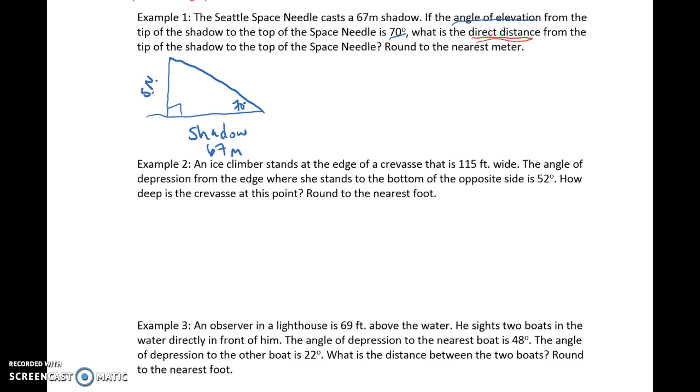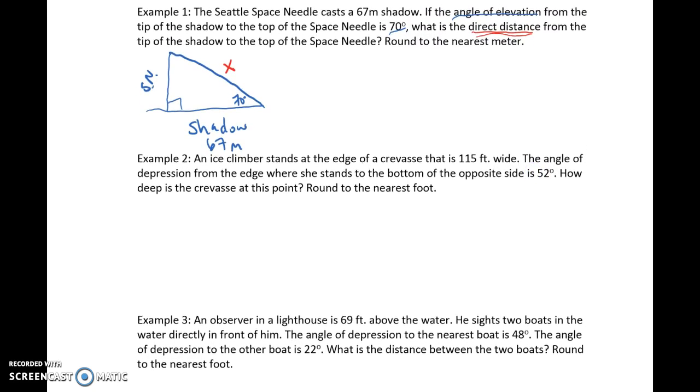That means directly from the tip of the shadow to the top of the needle. What is that? We're looking for that hypotenuse. So there's x. And once we have our picture, then it's just a matter of what are we going to do: sine, cosine, or tangent, because we're dealing with these right angles, right? So what do you think we're going to do to find x using 70 degrees and the 67 meters?